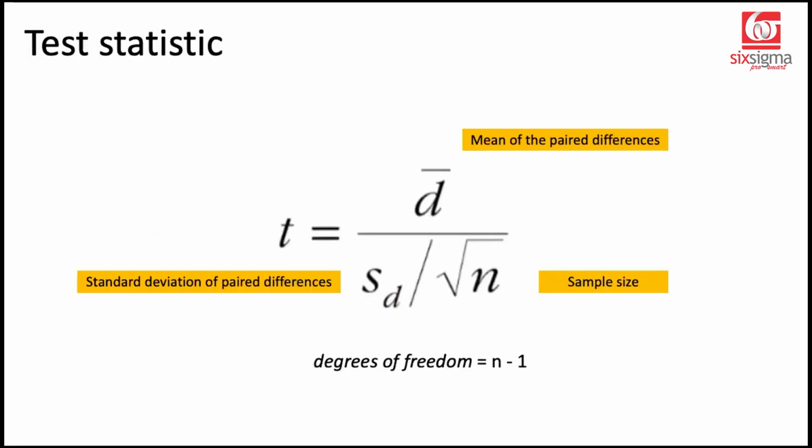Let's look at the test statistic. It's pretty straightforward. What is this D bar representing? This is the mean of the paired differences. Once you obtain a sequence of differences, you can take an average of that. What is this SD representing? This is the standard deviation of the paired differences. And the square root of N, as it generally implies, is the sample size. In this case, the degrees of freedom would be N minus 1, where N is the sample size.